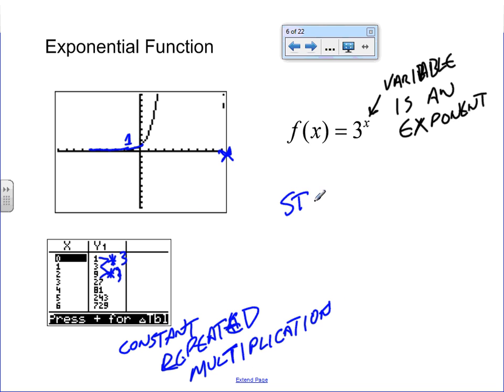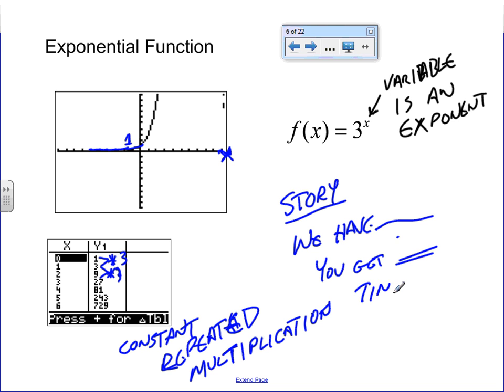In terms of a story, for this particular one, the story goes like this. We have, or you have, or somebody has, your dog, your uncle, blank, okay? You get some number times as many. Get this many times as many, and then the question is how many is.